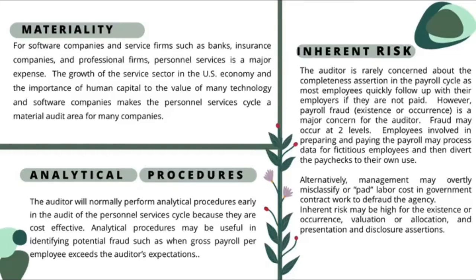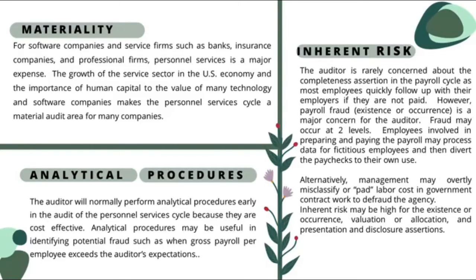Fraud may occur at two levels. Employees involved in preparing and paying the payroll may process data for fictitious employees and then divert the paychecks to their own use. Alternatively, management may overtly misclassify paid labor costs in government contract work to defraud the agency. Inherent risk may be high for existence or occurrence, valuation or allocation, and presentation and disclosure assertions.